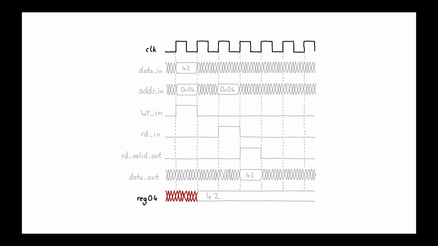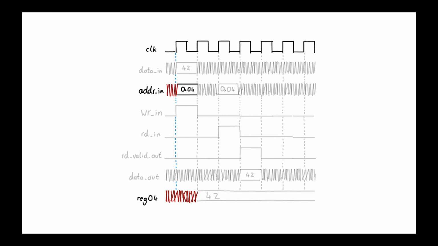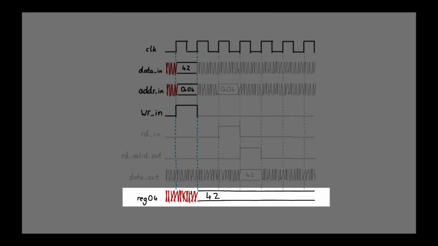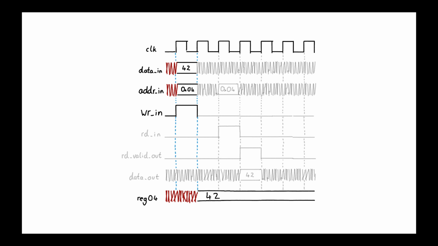To write to the register, we need to do a few things. First, we need to set the address input to the address of the register, in this case, 0x04. We need to set the data in to the data that we want to write. Let's write 42. And we need to set the write input signal, WRin, to high. As this is a synchronous circuit, we can see that on the following clock edge, the value 42 is saved in our register reg04. Okay, great. That is the basics of writing to a register.